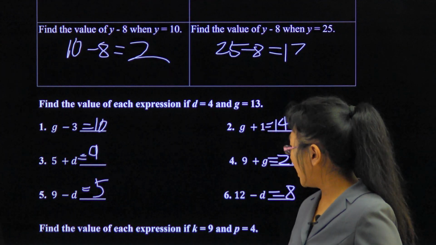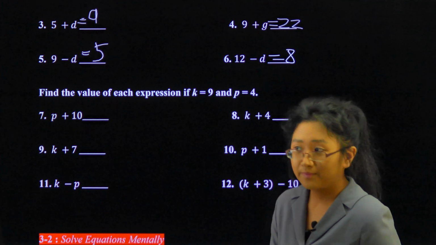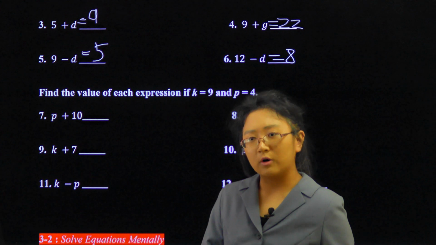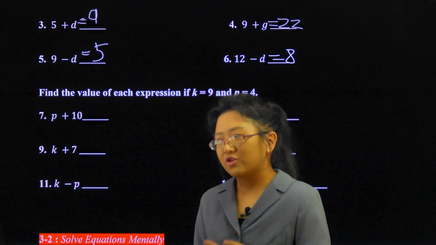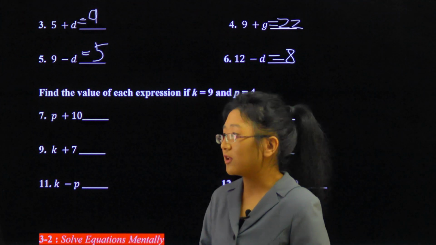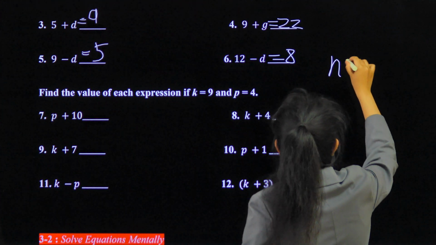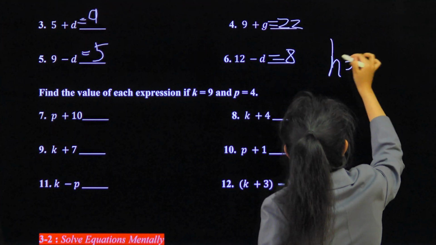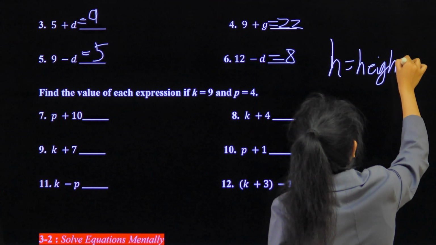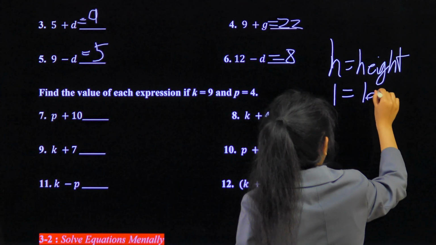We continue with some other variables. Any letter can be a variable. Although some letters aren't as used as other letters, and some letters are commonly associated with a certain meaning, such as h. h is usually associated with height. l is usually associated with length.